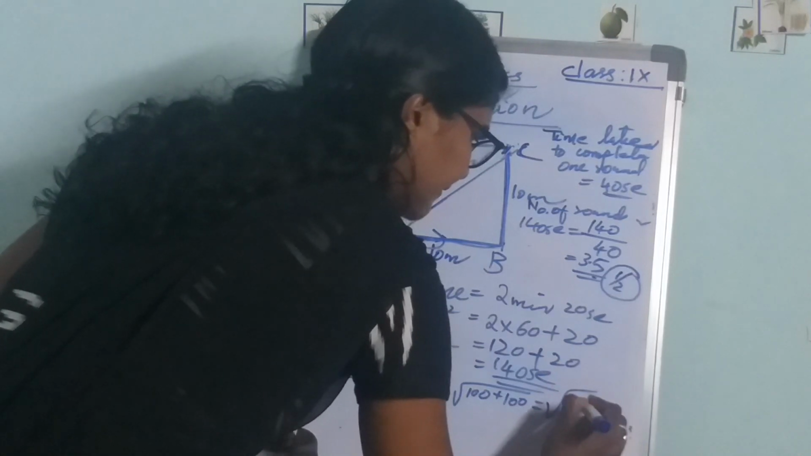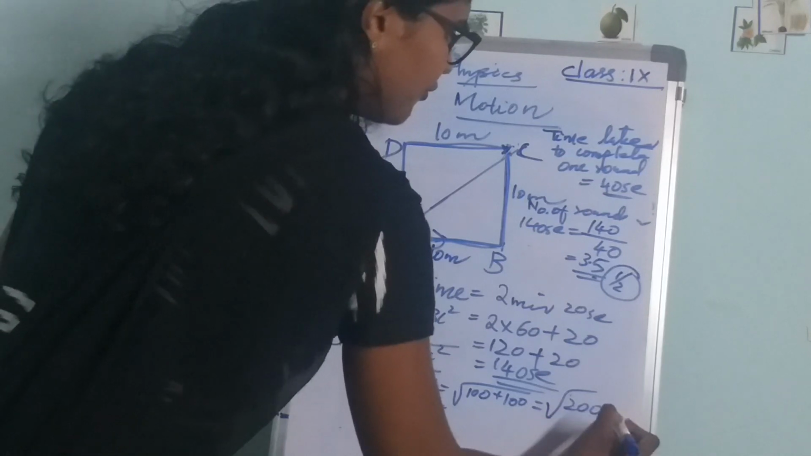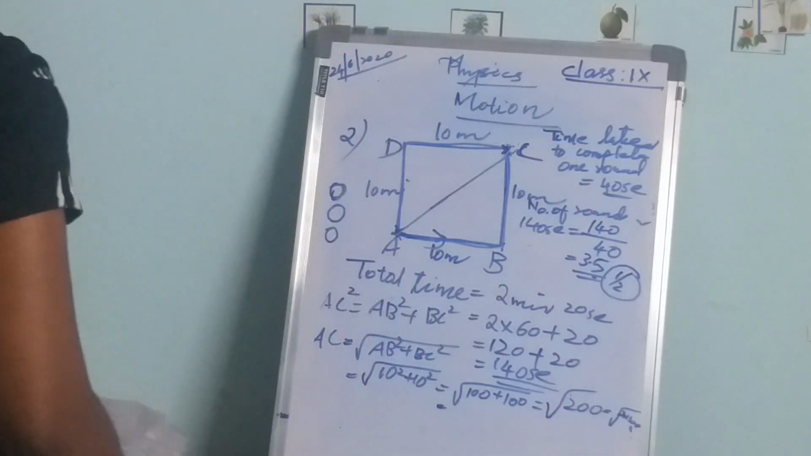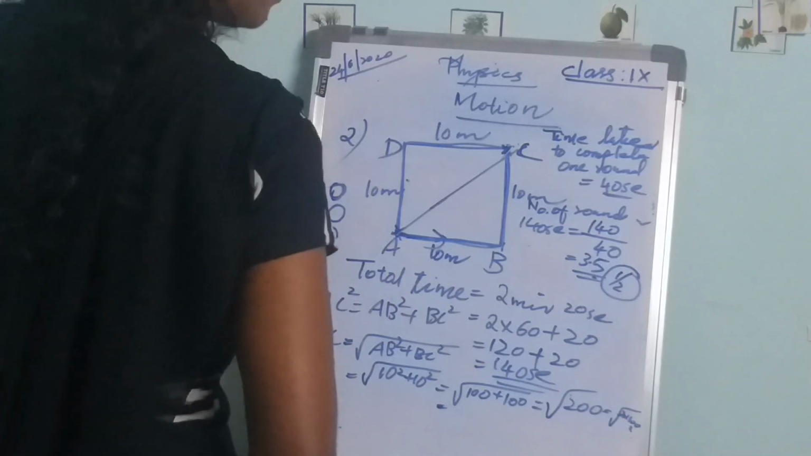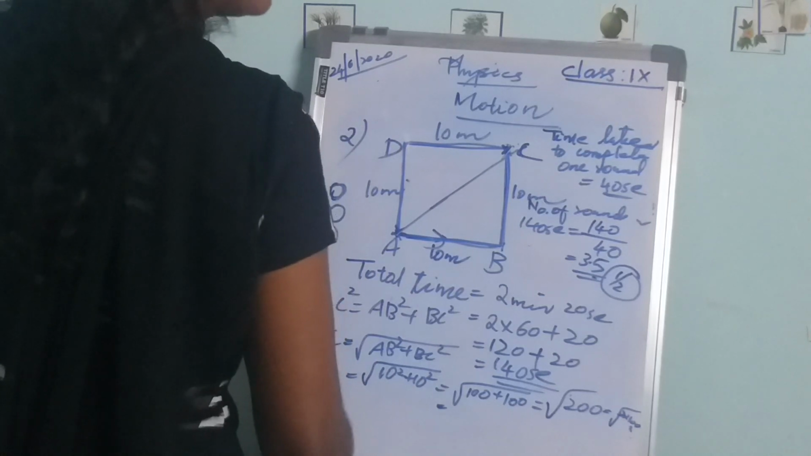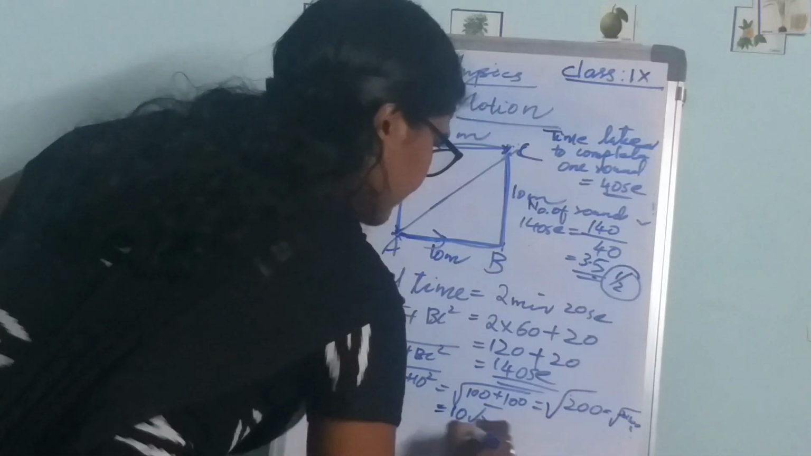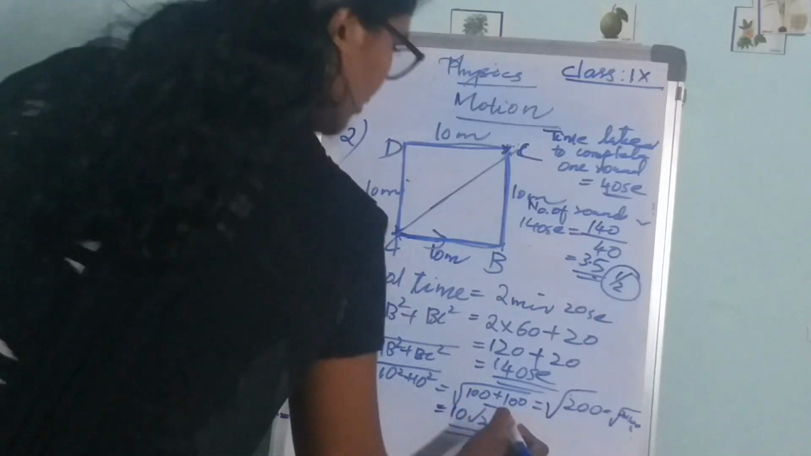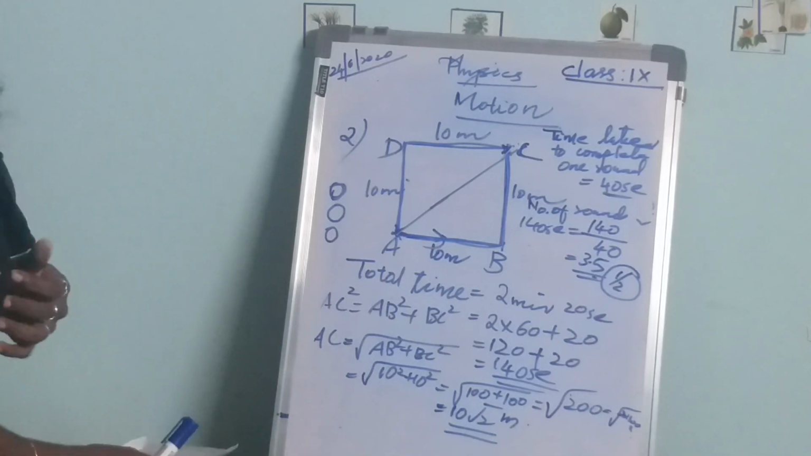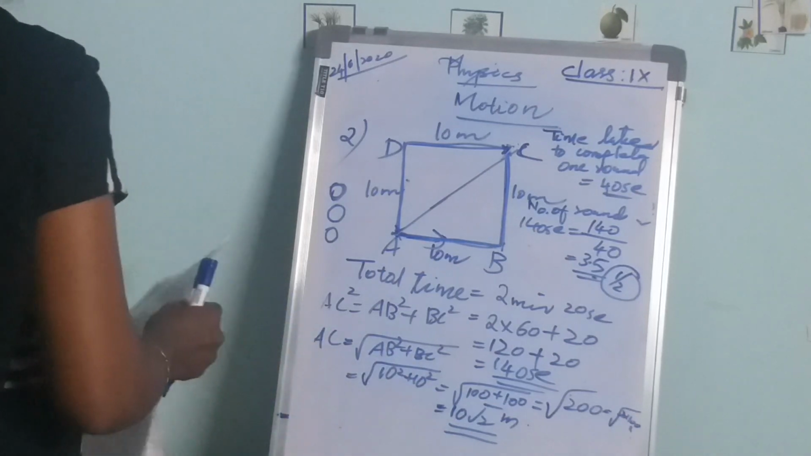Root 200. How can we write 200? 200 can be written as 2 into 100. Root of 100 is 10, so we can write 10 root 2 meter. That is the displacement of the farmer. 10 root 2 meter is the displacement of the farmer.